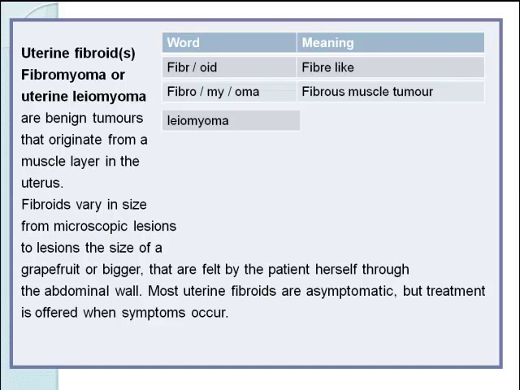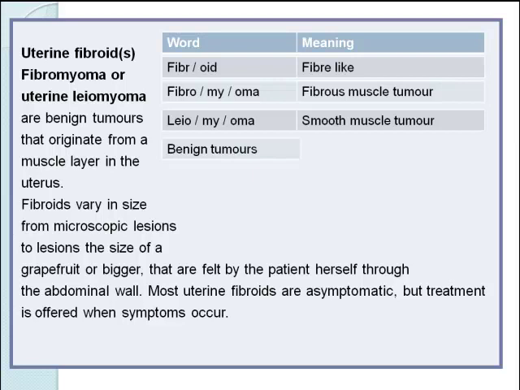Leiomyoma, well, this is a new one, so even if you didn't know what the leo bit means, you can still break it down and think, oh yes, oma is tumour, my is muscle. We know leo means smooth, so what we have here is a smooth muscle tumour. Smooth muscle is a type of muscle which you find in the uterus.